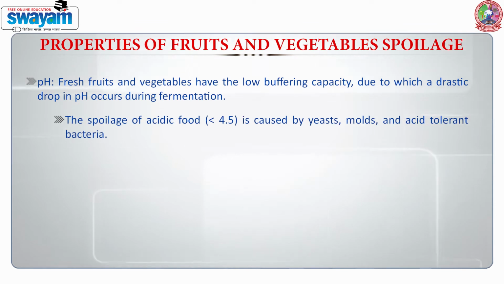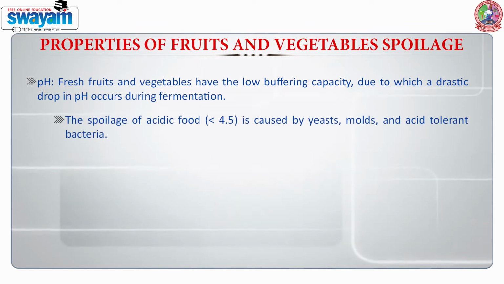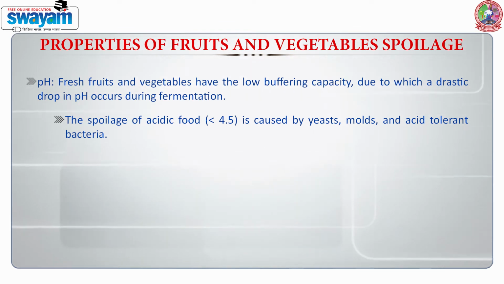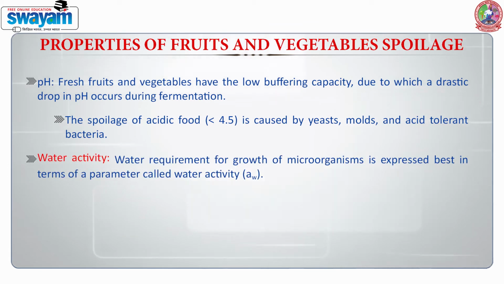The spoilage of acidic food having a pH less than 4.5 is caused by a variety of organisms which include yeast, molds and certain acid tolerant bacteria. The second important parameter grouped in the intrinsic properties is water activity. Water activity means the water requirement for the growth of microorganisms and it is best expressed in terms of a parameter known as water activity.